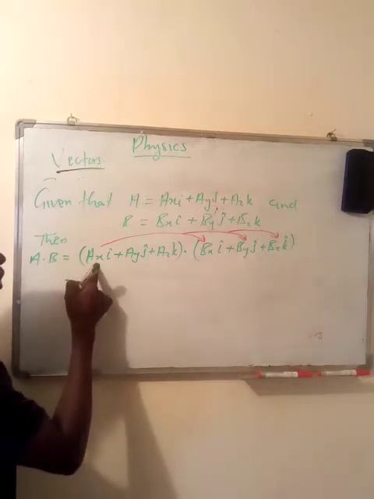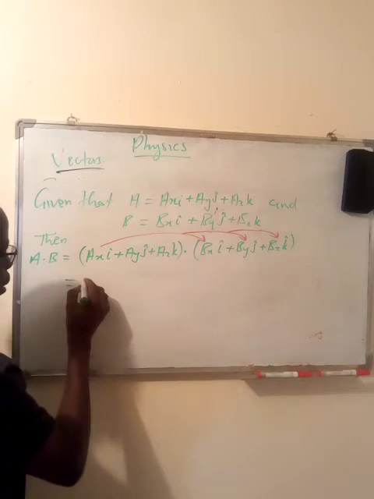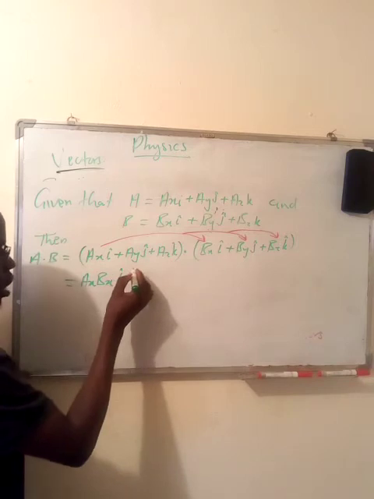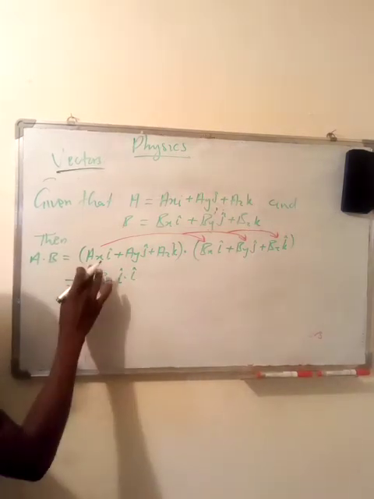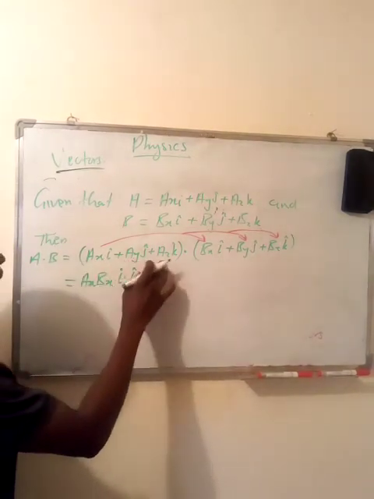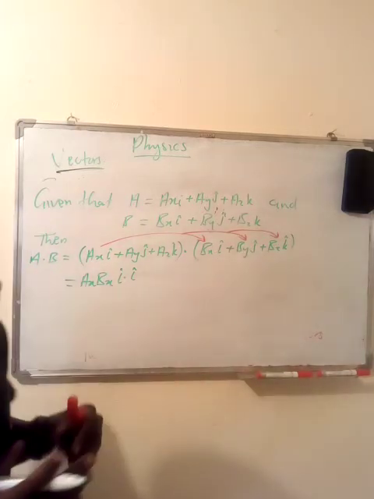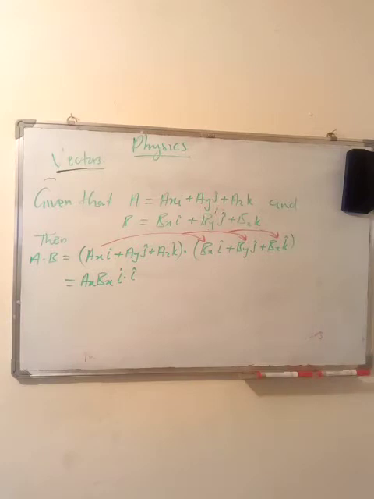So let's move on to the second one. We're now going to start multiplying Ay by all those. We're going to have AyBx, then j dot i.